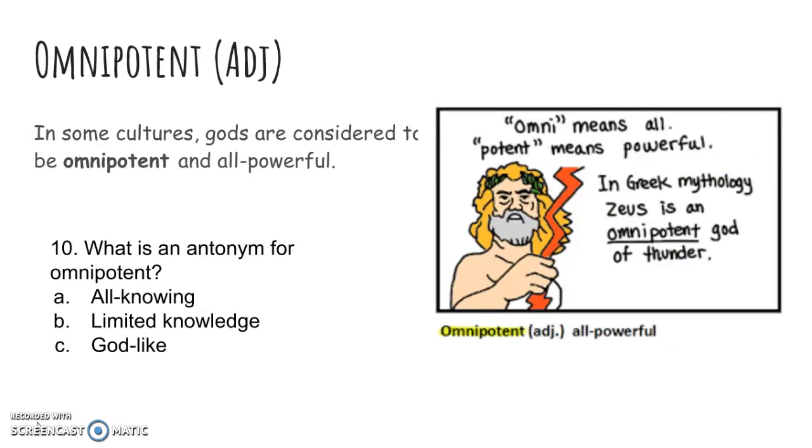Omnipotent. In some cultures, gods are considered to be omnipotent and all-powerful. What is an antonym or opposite for omnipotent? A. All-knowing. B. Limited knowledge. C. Godlike.